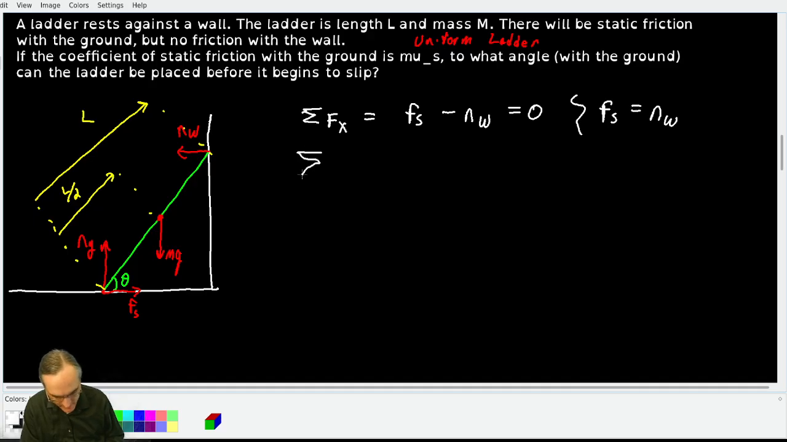Alright, sum of forces in Y. Well, we've got the normal with the ground acting upward. We have gravitation acting downward. That's all equal to 0. That means normal with the ground must be equal to mg.